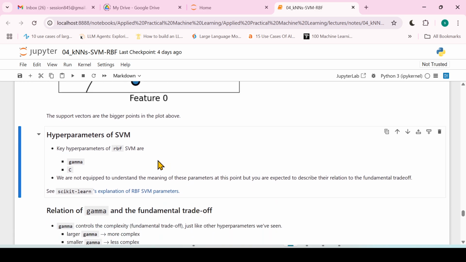Now we also have the hyperparameters of the SVM. We have two hyperparameters, gamma and C, right? Here we will not discuss how the RBF kernel works, but consider that it is one of the main functionalities of the SVM model. It's a main pillar of the SVM model. Without it, the SVM algorithm is nothing, right? Still, we have different kernels, right?